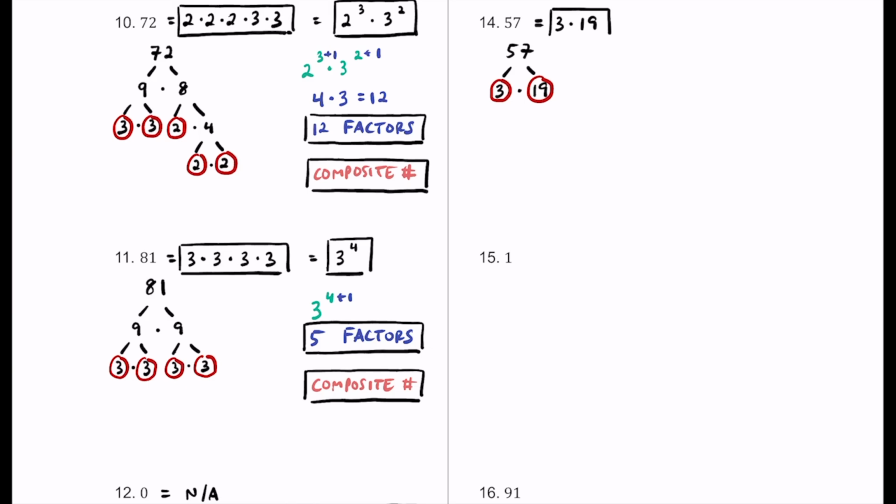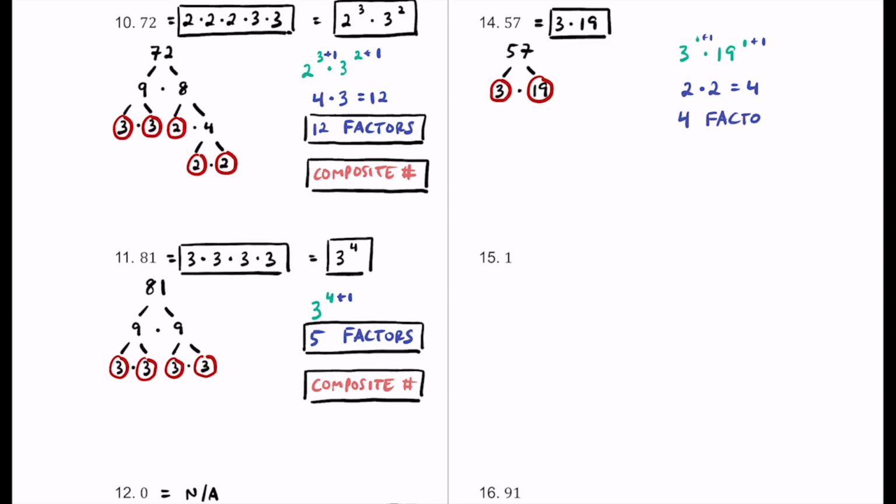And since there's only one of each of these, we can't write using exponents really. I mean, I'll go ahead and do so and put these little ones in. So 3 to the 1st power multiplied by 19 to the 1st power. Technically that's using exponents, right? We add 1 to both of these exponents, we get 2 and then times 2. So that's going to be 4. So 57 has 4 factors.